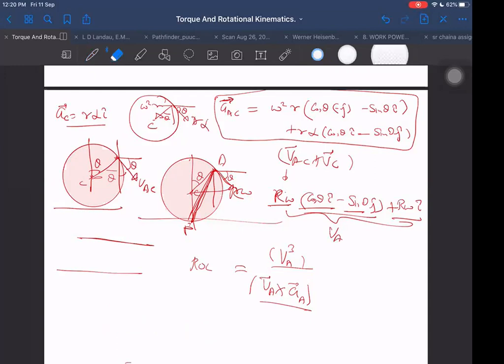Then we simply add AAC plus AC, and we will get the answer from that. Not directly, but after that I have to do the same thing again, VA cube upon VA cross AA, and then we will get the answer. Okay.